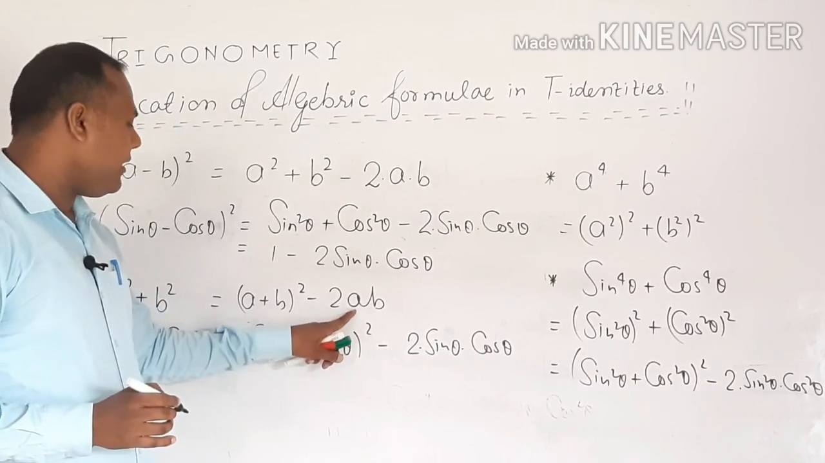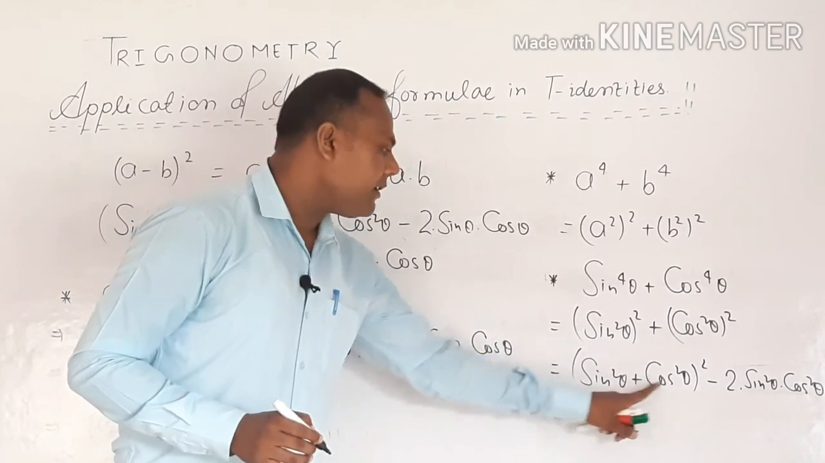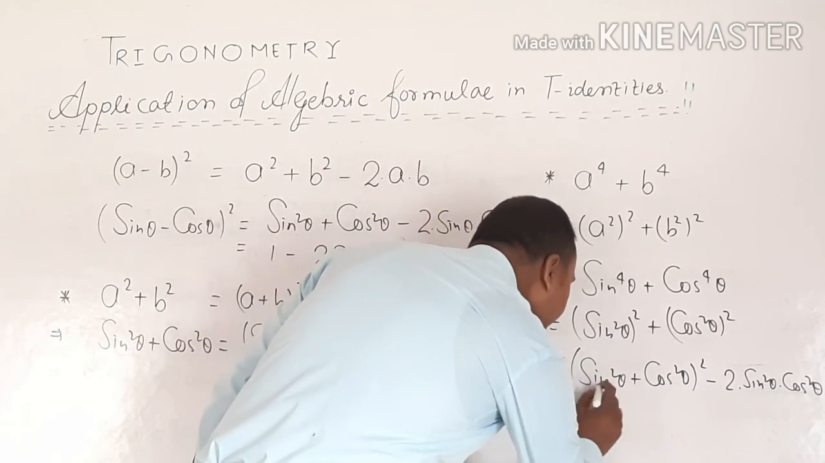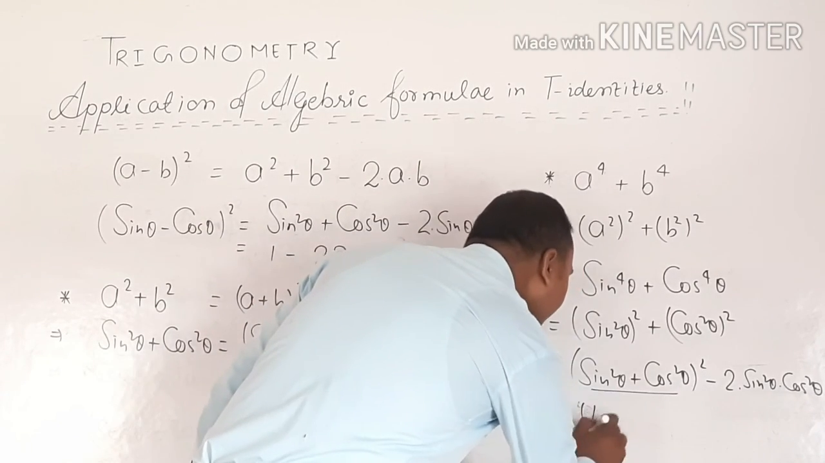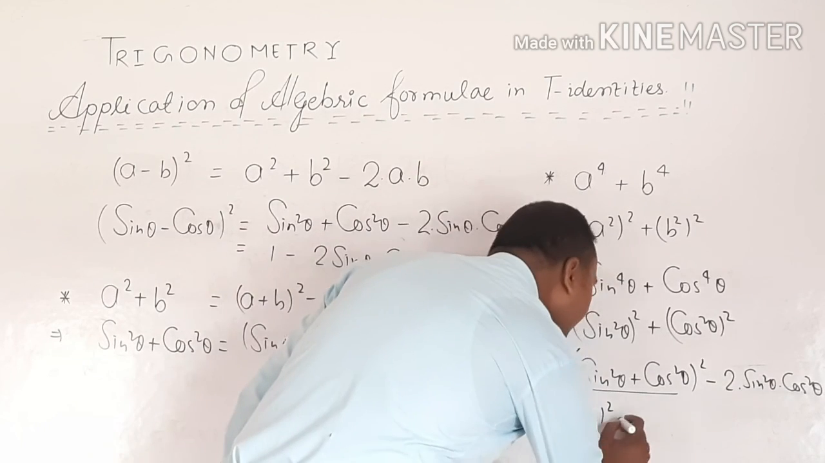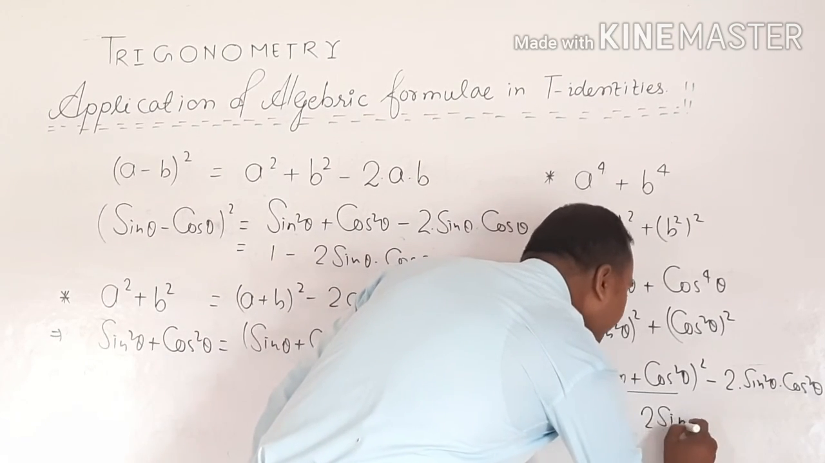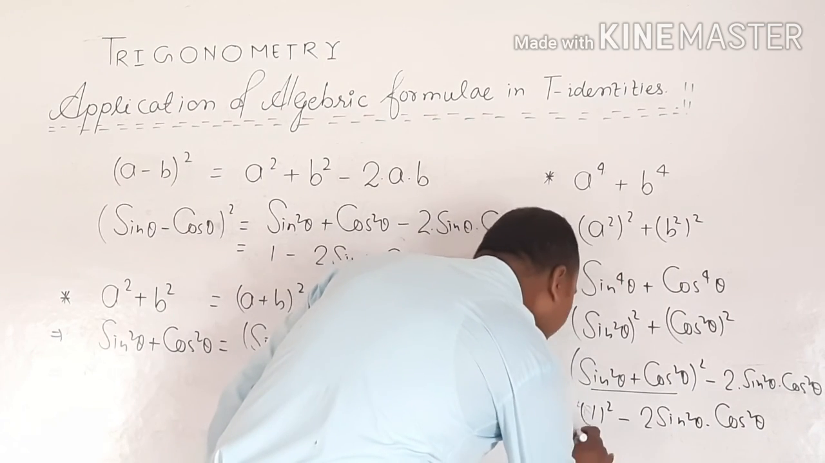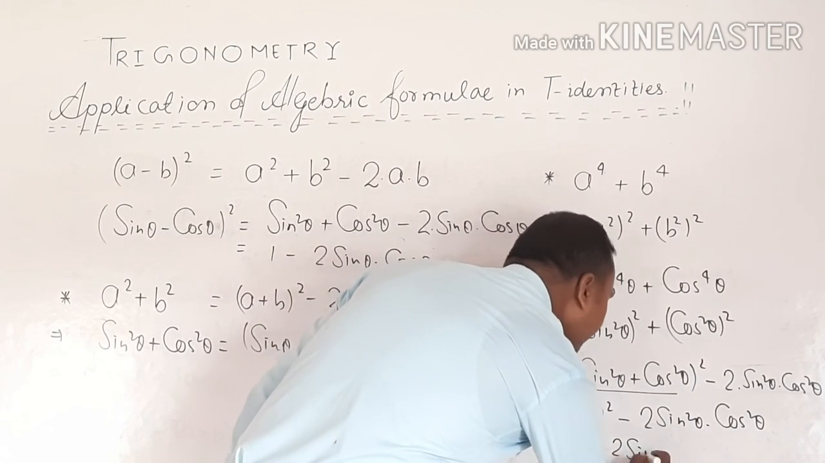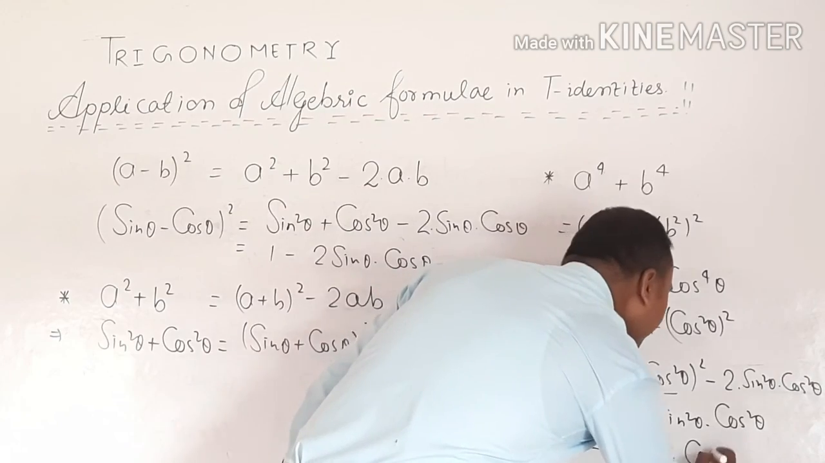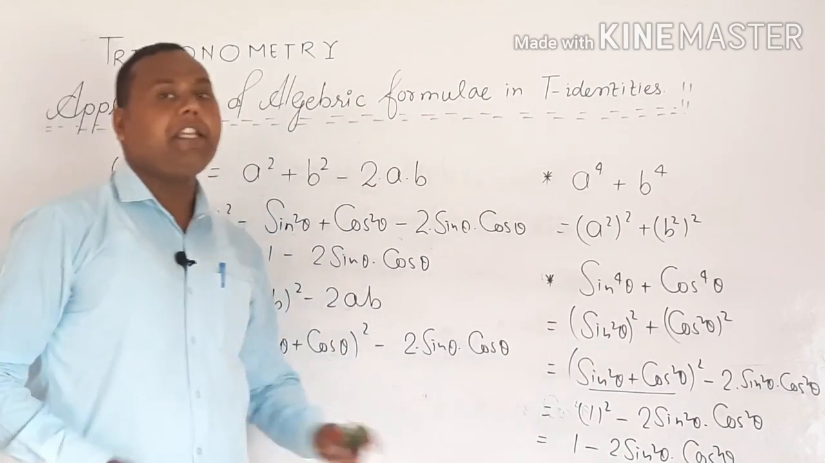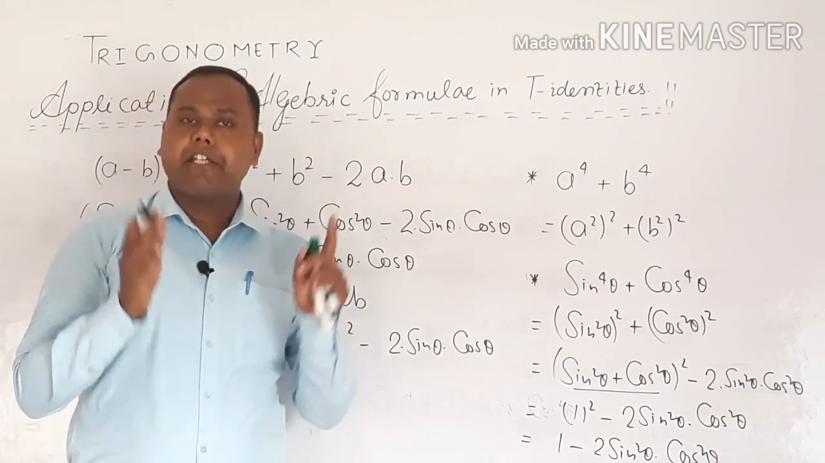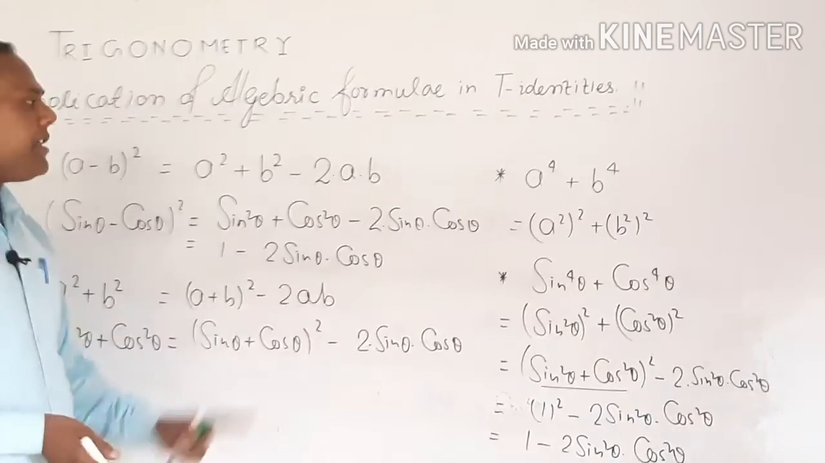Here a means sine square of theta, b means cos square of theta. So this means 1, and 1 square is always 1. That means 1 square minus 2 sine square of theta into cos square of theta. So we can also write it as 1 minus 2 sine square of theta into cos square theta. This is a very important result whenever we want to solve critical types of problems. Now you can take a screenshot.